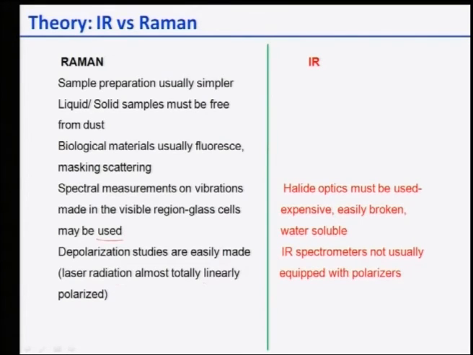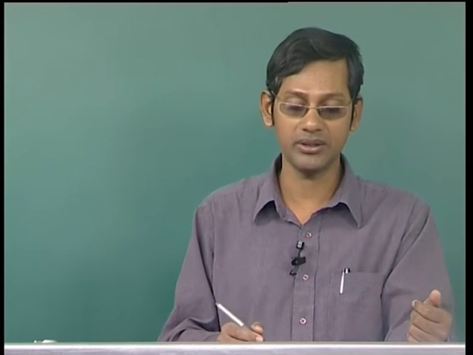The laser radiation is almost totally linearly polarized, but in case of IR, halide optics must be used, as we have seen. They are very expensive, can be broken, and can absorb water. Other than halides, most materials absorb the IR radiation, and it is not possible to get good data. IR spectrometers are not usually equipped with polarizers. On the other hand, Raman spectrometers are usually equipped with polarizers.